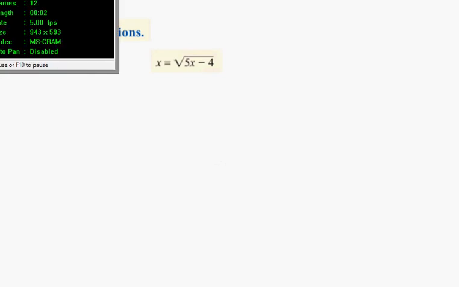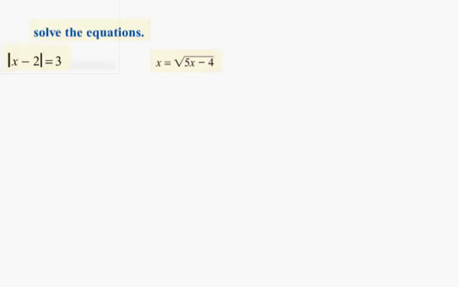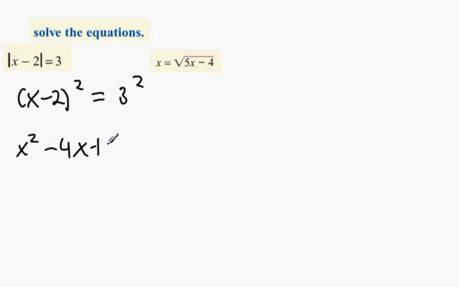Okay, guys, here we go. First one. This is what's called the modulus. The modulus signs are not brackets. To get rid of a modulus, we have to square both sides. So we end up with (x minus 2) squared equals 3 squared. You're going to end up with x squared minus 4x plus 4. Bring the 3 squared out the other side. You get minus 9 equals 0.